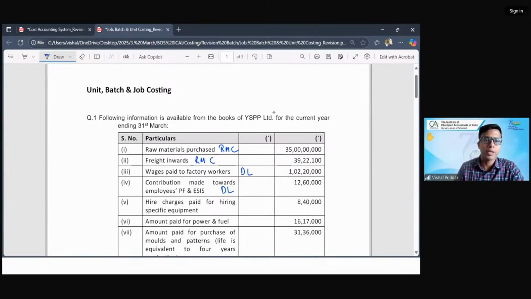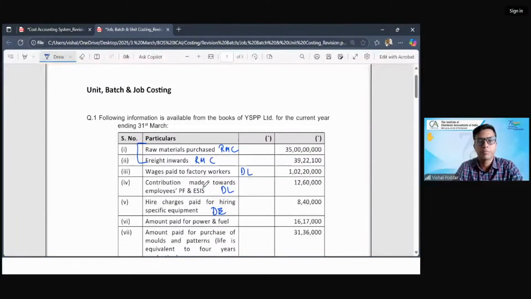So this is direct material, which is RMC. This is direct labor. Now, most important, hire charges paid for hiring of the machine, which is required specifically for this work. So this is direct expense. Correct?